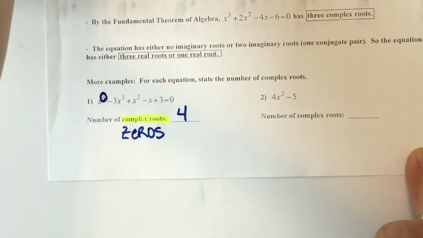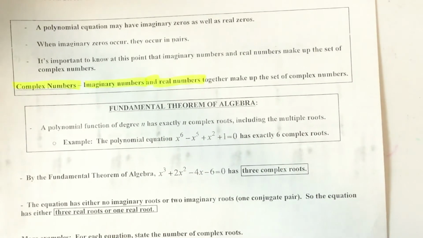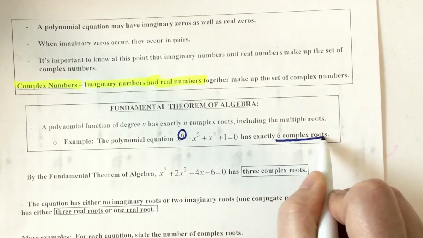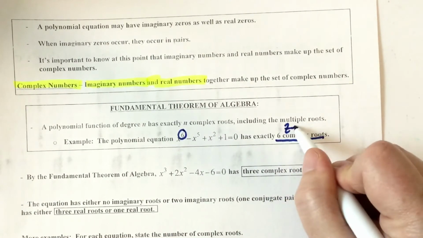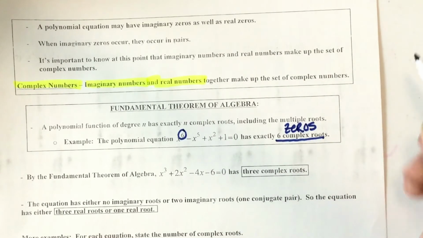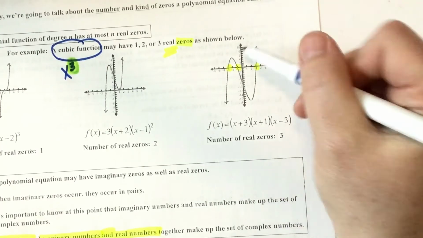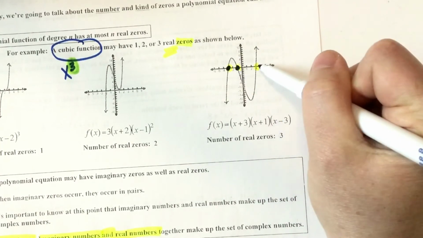So in this problem here, in this little box, since the highest exponent is a 6, then that means there's 6 complex roots or there's 6 zeros. So if I was to graph this, it could touch the x-axis 6 places, like how this one touched the x-axis 3 places.